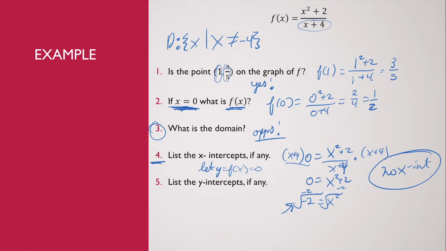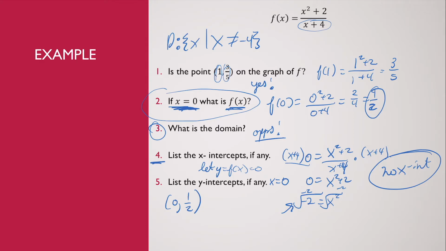Next, I want us to list the y-intercepts, if there are any. Well, in order to find the y-intercepts, you let x equal 0. But wait, we already did that. So I now know that when x is 0, y is 1/2. That's our y-intercept, and there's only one of those. Remember, if it had 2, it wouldn't be a function.